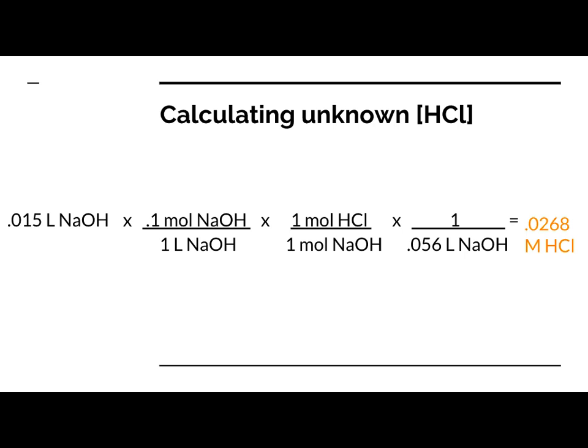Then to calculate our molarity for our HCl concentration, we started off with the liters of our strong base, and then we went to the moles of our strong base and used the mole ratio in the BCE, and then we divided that by the total liters of our strong acid. So that was 56 milliliters to the equivalence point.